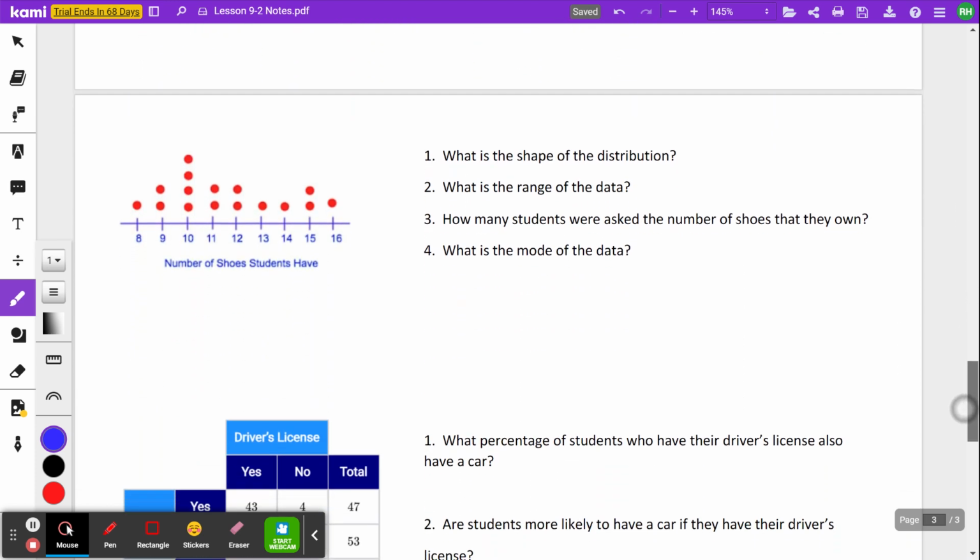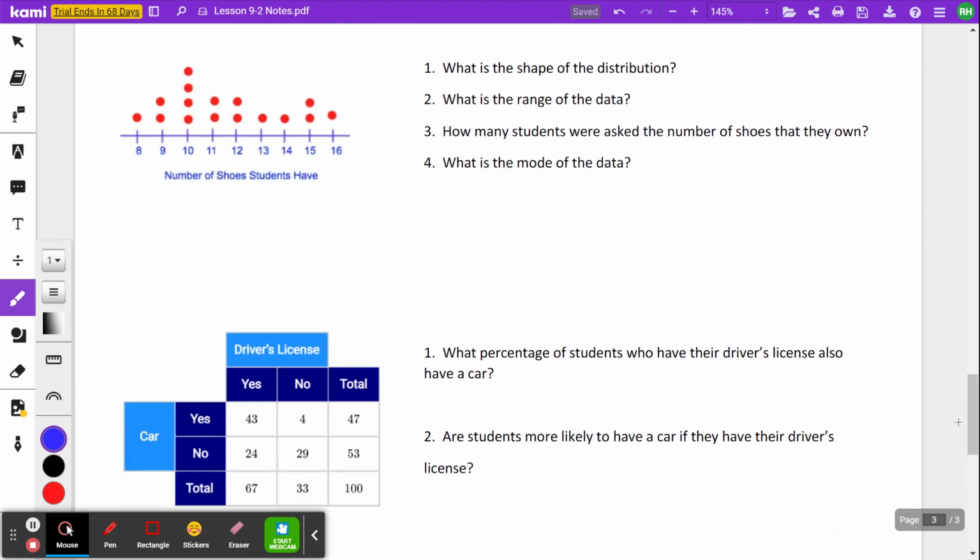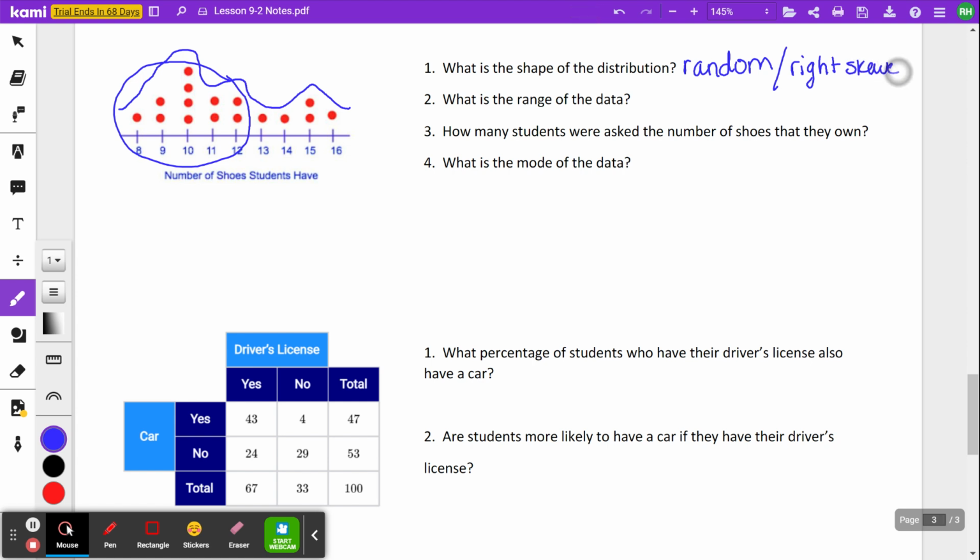Okay, moving on. Box plots, talking about the number of shoes people have. What shape is the distribution? Well, this one goes up and then down and then up and then down and then up. So I would say this one's pretty random. Possibly a little bit right skewed, because most of our data is happening over here on that first part, which is the left side. Remember, it's always the opposite. So I would say a little bit right skewed as well. I would take both of those.